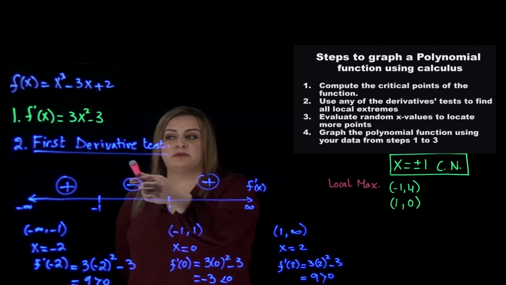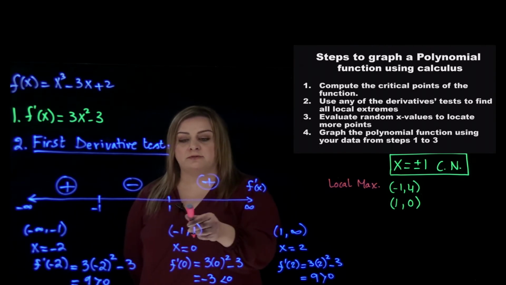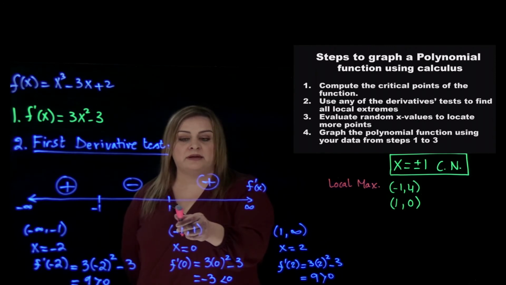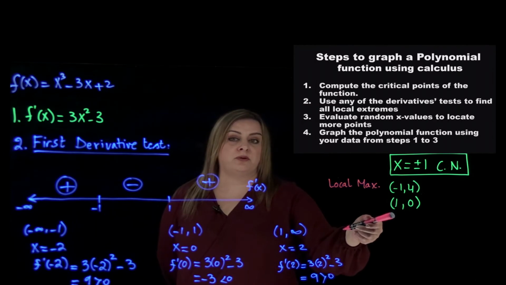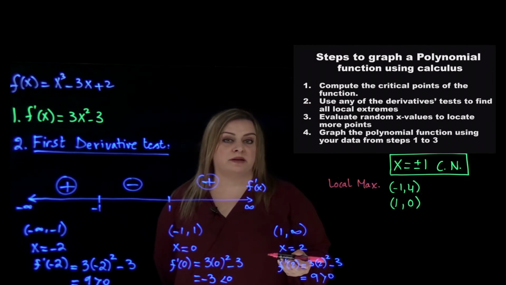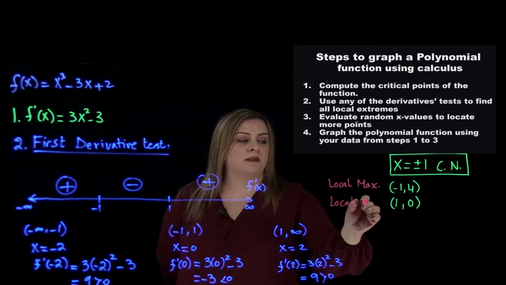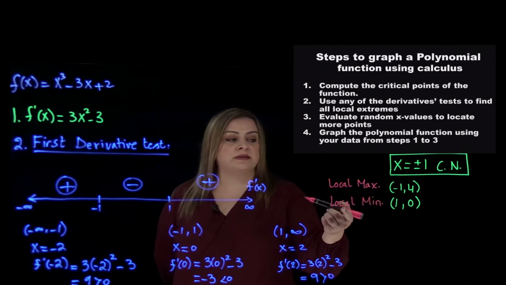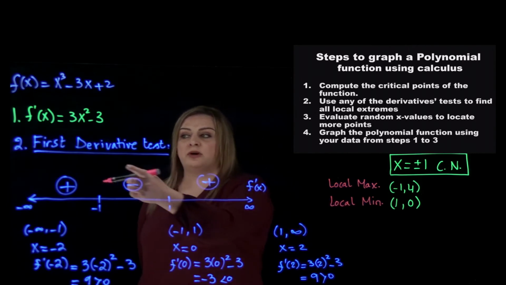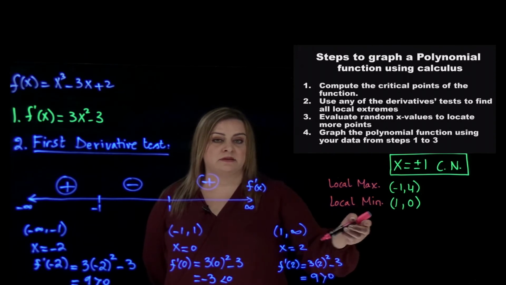My first derivative test again tells me that if my sign changes from negative to positive over a critical number, in this case 1, then my point (1, 0) is a local minimum. So I will label my point with a local min. So this is the result I get from applying the first derivative test about my local extremes.